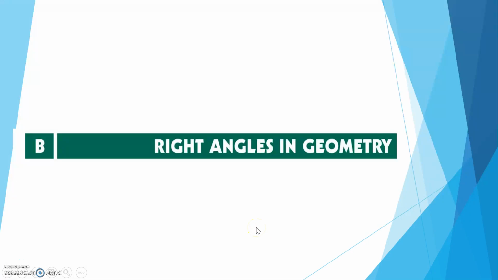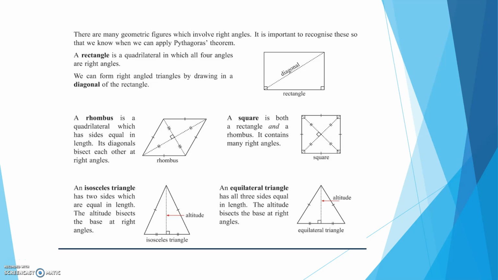Hi everyone, today we're going to start looking at right angles in geometry, and that includes odd shapes and circles. So let's get started. There are lots of geometric figures which involve right angles, and it's important to recognise these so that we can actually apply Pythagorean theorem to them. So I'm hoping you know these shapes, but we'll go through them anyway.